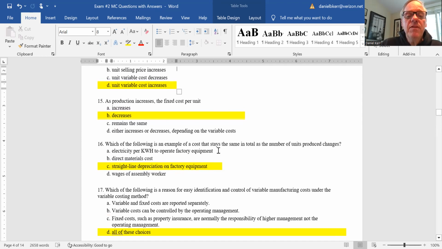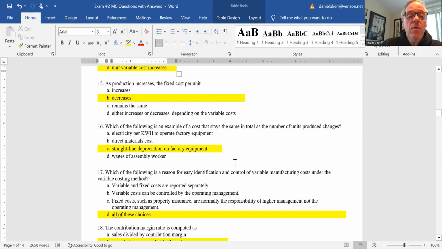16, which of the following is an example of a cost that stays the same as the total number of units or products produced changes? Well, that would be any fixed cost. And the only one there that is an example of a fixed cost is depreciation on factory machinery. And it's straight line depreciation, which means the depreciation is not dependent upon how much you use the machinery. If you use units of production depreciation, it would vary, but straight line depreciation is going to be the same regardless of how many units you manufacture. So a cost that stays the same regardless of the numbers produced, the answer there is C. So 9 through 16 were taken from chapter 6 rather.